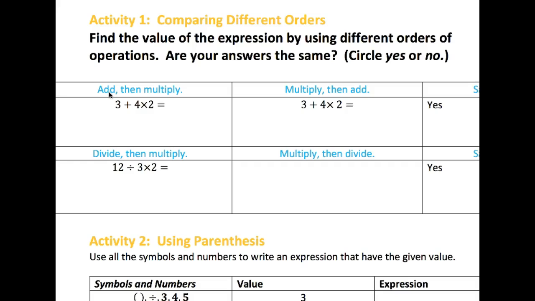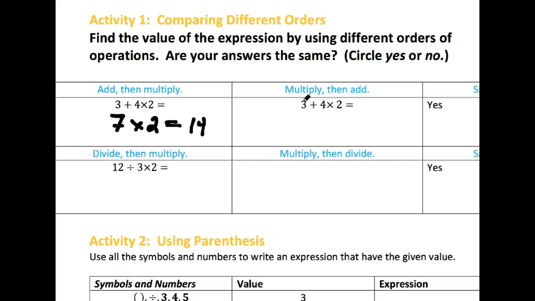And the first thing, blue, they're going to ask us to add first. So if we add here, we're going to take 3 plus 4, and that's going to give us 7. I apologize, my writing tablet is not working too well. So we still have this times 2, and then 7 times 2 is 14. So that's the total when we add first, then multiply.